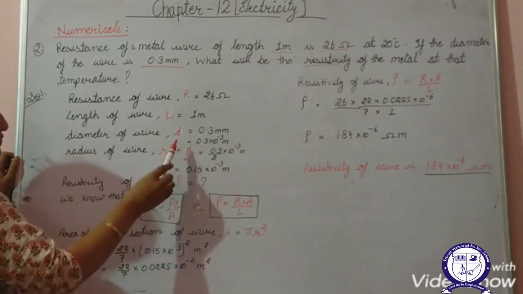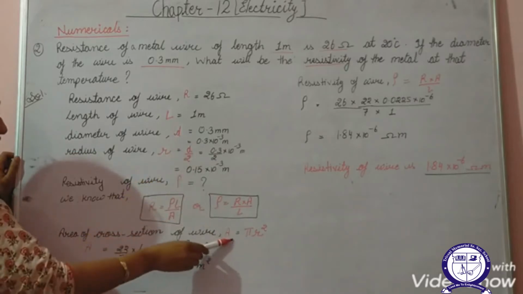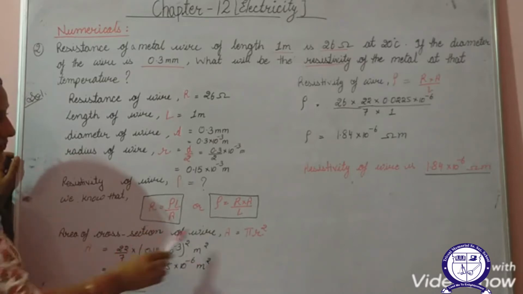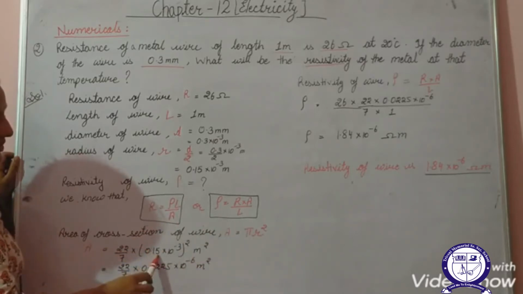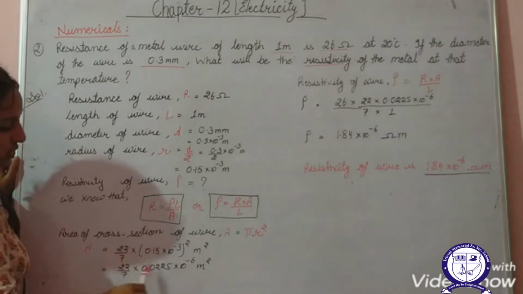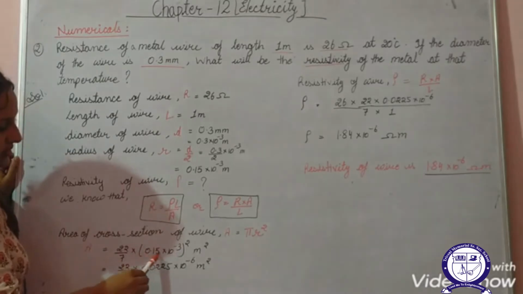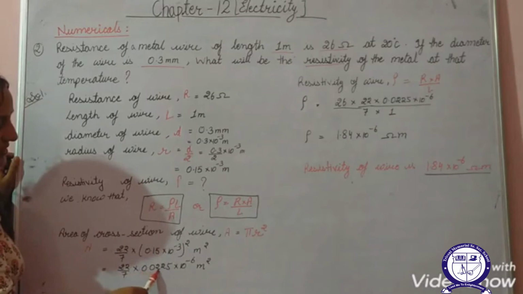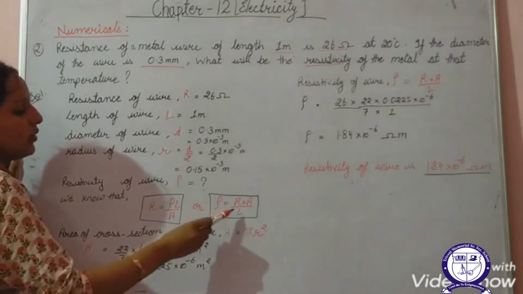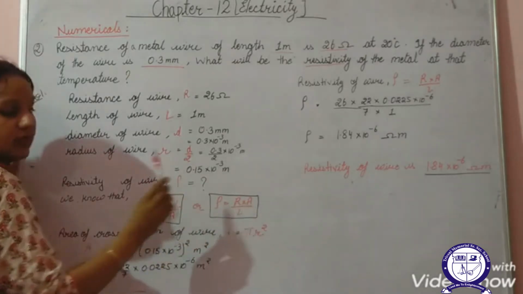Now we'll substitute the value of radius in the formula for area. Area will be equal to pi, which I have taken as 22 by 7, into radius square, that is 0.15 into 10 to the power minus 3, whole square. On solving this square portion, you will get 22 by 7 into 0.0225 into 10 to the power minus 6 meter square. This is the area of the wire. Now we have calculated the value of area also.